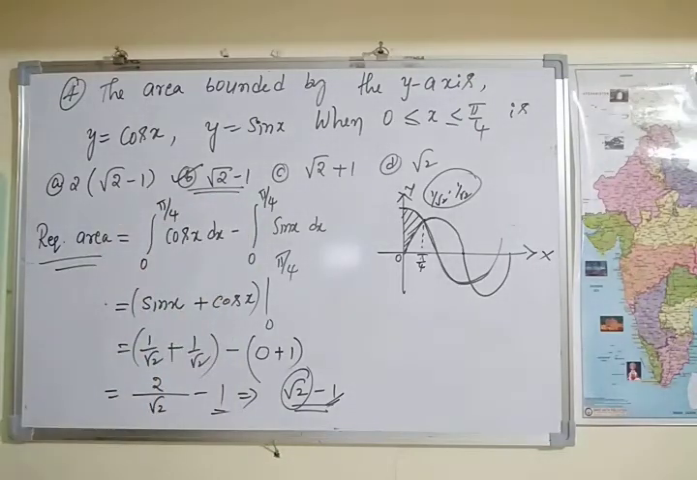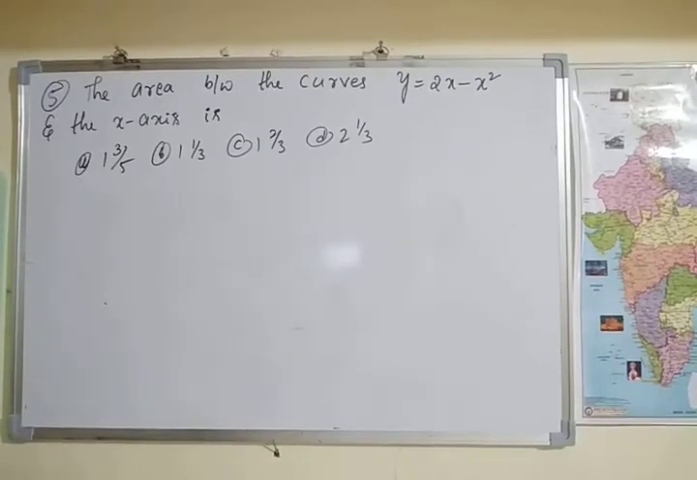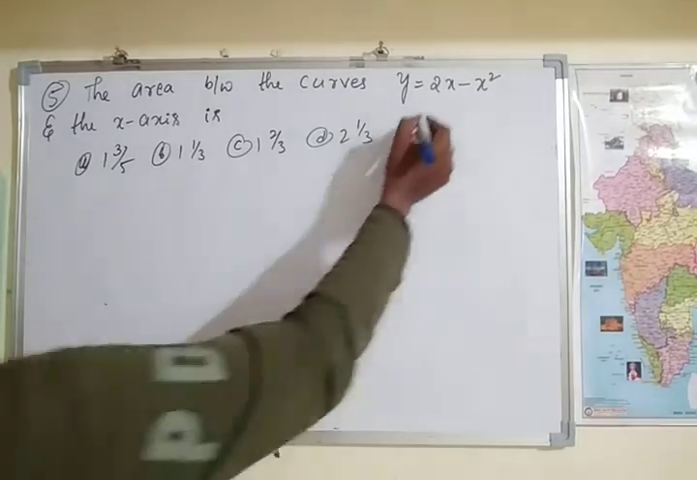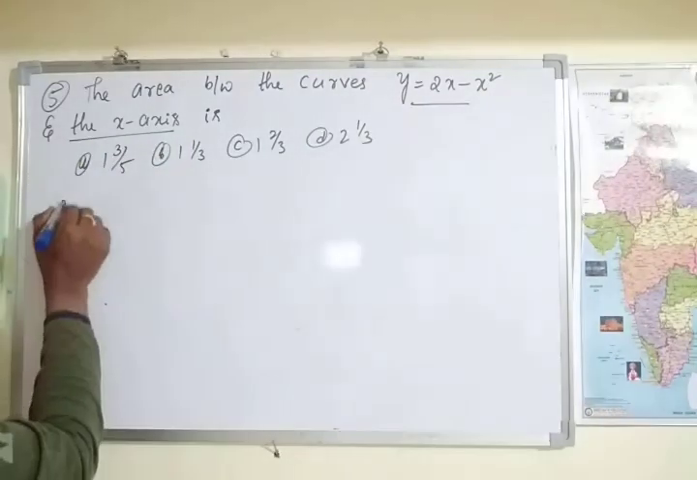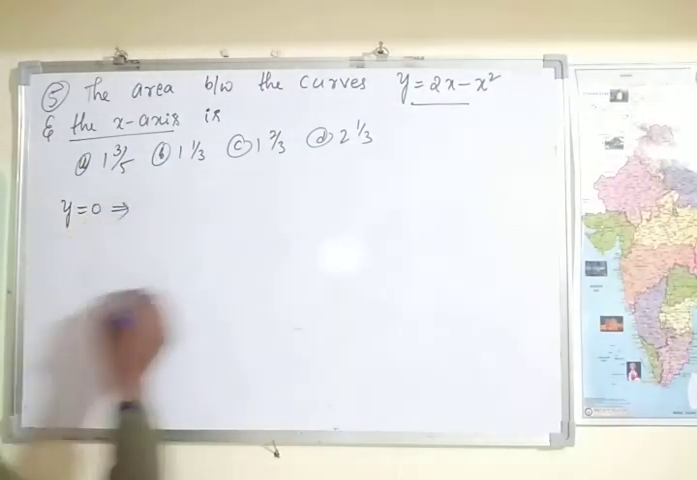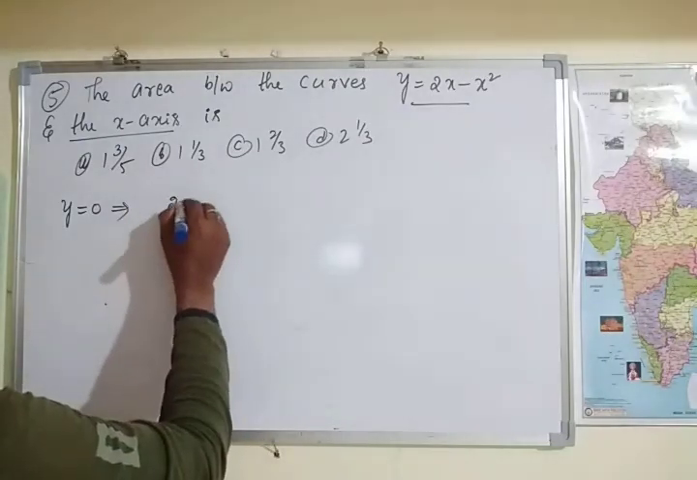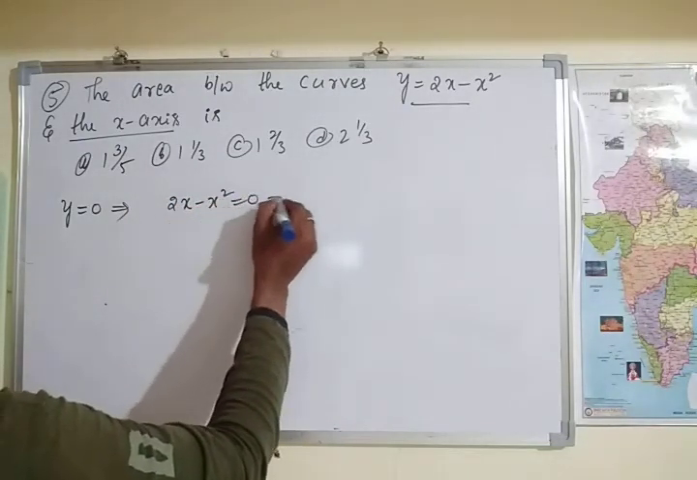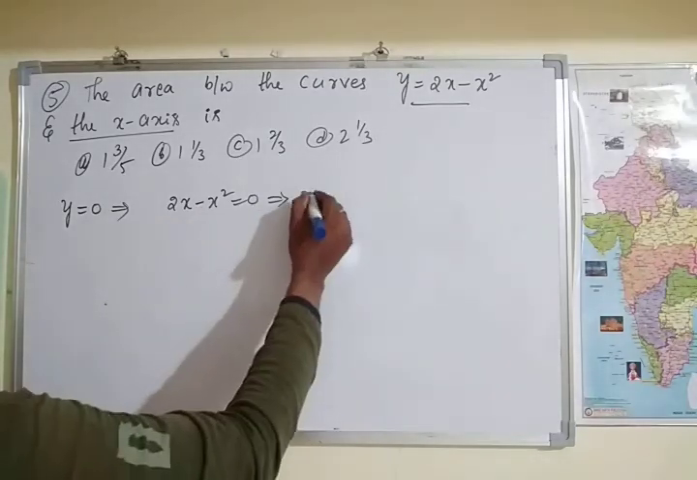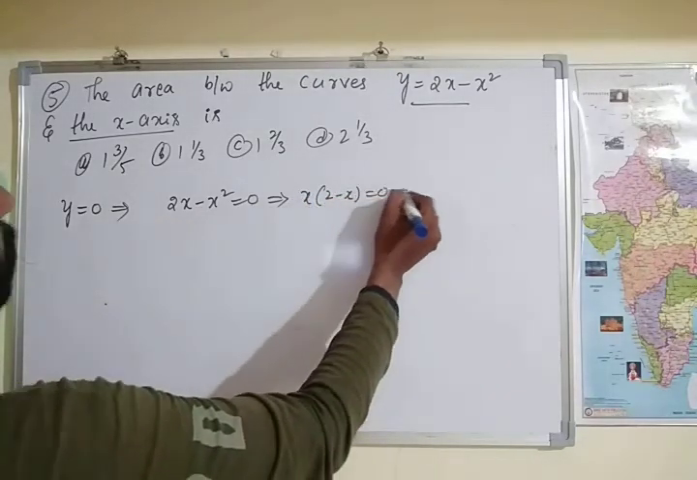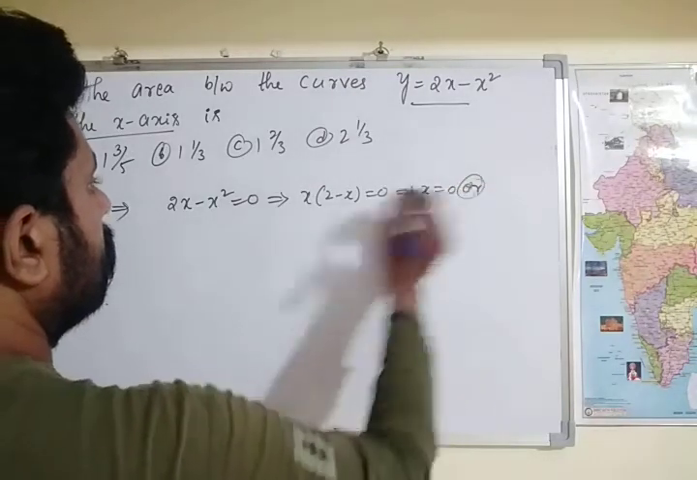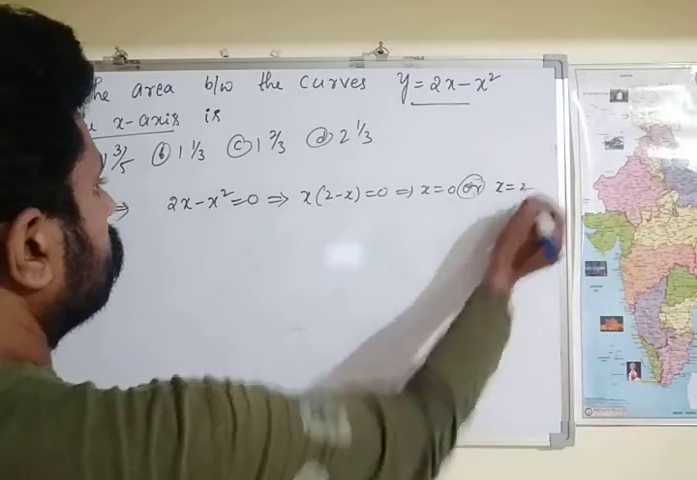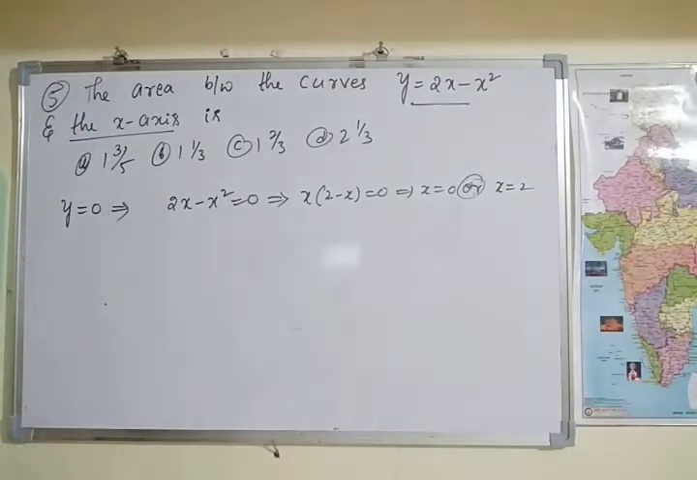Option B is right. So here, the area between the curve y equals 2x minus x square and the x-axis. On the x-axis means y equals 0. So 2x minus x square equals 0. This implies we can take x common: x of 2 minus x is 0. This implies x is 0 or 2 minus x equals 0, meaning x equals 2. So the limits are 0 comma 2. Now we have to find the area of this curve.